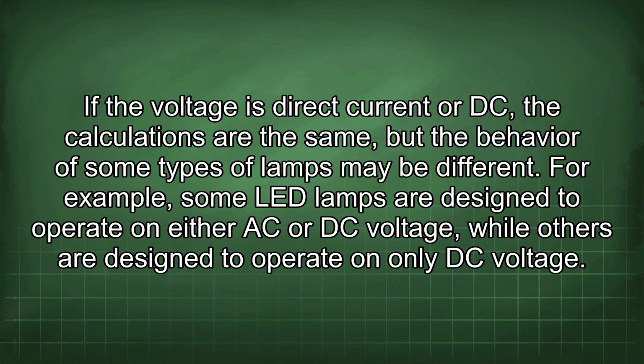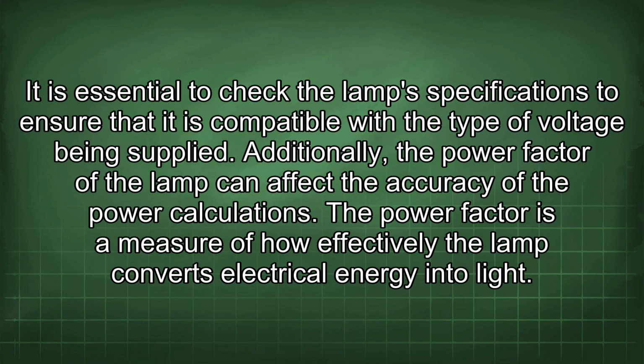If the voltage is direct current, or DC, the calculations are the same, but the behavior of some types of lamps may be different. For example, some LED lamps are designed to operate on either AC or DC voltage, while others are designed to operate on only DC voltage. It is essential to check the lamp specifications to ensure that it is compatible with the type of voltage being supplied.